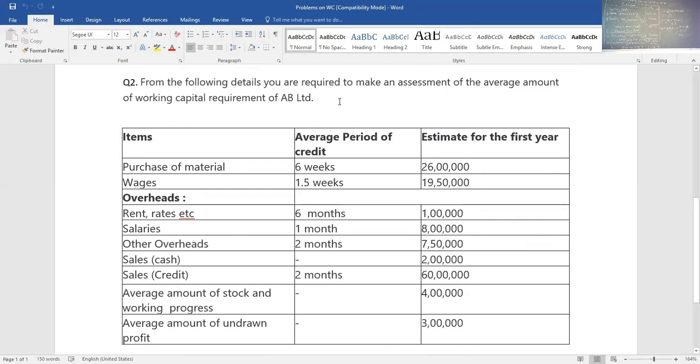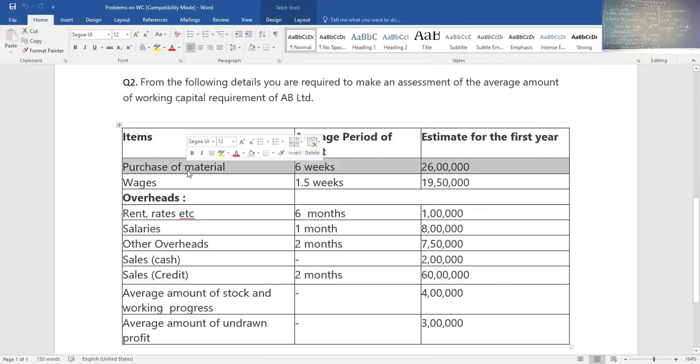Okay. Now, first one, purchase of materials. I want you all to respond. First one, purchase of materials, 6 weeks, and the amount is 26 lakh. What is this? The company AB Limited has purchased materials worth rupees 26 lakh and it has to be paid within 6 weeks. What does this refer to? Current asset. Okay.